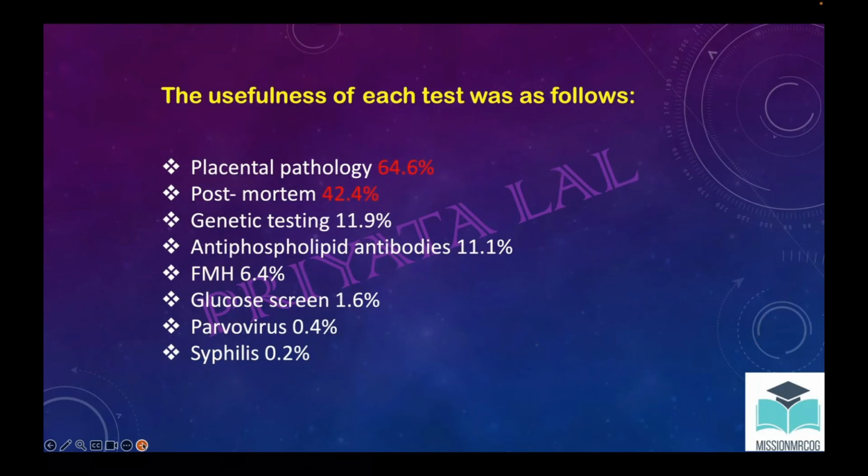Apart from this, what is the usefulness of these tests? Out of this, the most important, maybe necessary for part two people: placental pathology gives a clue in 64% and postmortem in 42%. So at least one or two numbers it should be necessary to know.